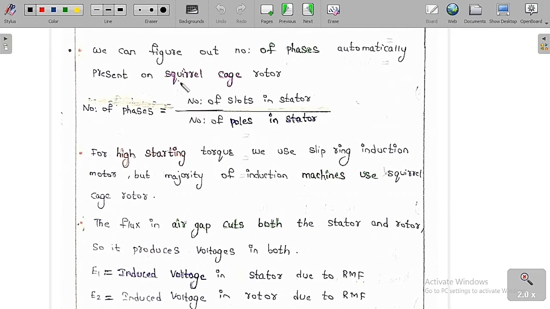The number of phases on the stator and on the rotor is always equal. The number of poles on the stator and on the rotor is always equal. And the number of slots in the stator and in the rotor is also equal. So listen carefully: these are the three very important points. The number of slots, the number of poles, and the number of phases are the same in both the stator and the rotor.